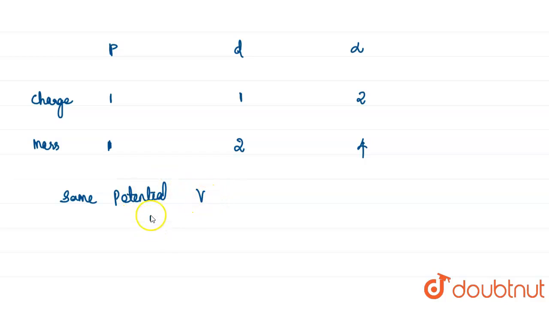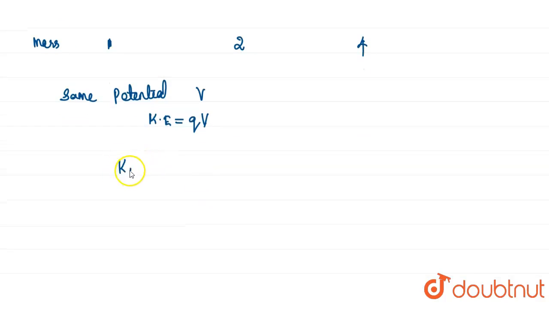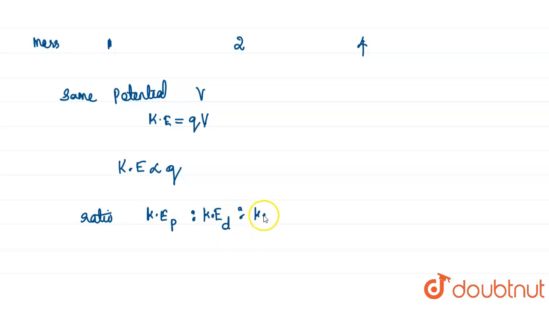the potential is same. So our equation for the kinetic energy is Q into V. Since it is the same potential, the kinetic energy is proportional to charge. So kinetic energy of alpha particle, kinetic energy of deuteron and kinetic energy of proton change the same as that of the charge. So the ratio of the kinetic energy of these three particles, kinetic energy of proton : kinetic energy of deuteron : kinetic energy of alpha particle is given by the same as that of charge, 1:1:2.